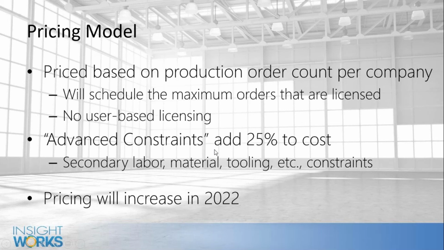And then if you want those advanced constraints, so that's the labor, material, setup, production, all those sorts of things, that's going to add 25% to that cost. So if you're a smaller organization, or if you only have 75 active production orders at any time, it's 190 bucks a month, and you get everything that I just showed you. Okay, and then if you want the on-prem version, that's a completely different price list, and we'll discuss that because it gives you some additional capabilities that the cloud one doesn't. But for anything Business Central, the price list that the partners have, that's what you're going to pay.